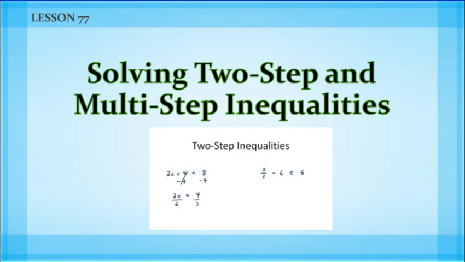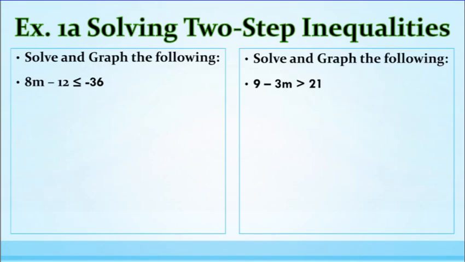Lesson 77, solving two-step and multi-step inequalities. We've looked at one-step inequalities, which we did with addition and subtraction, and we also did with multiplication and division. And just remember, when you divide or multiply by a negative number, you have to flip the symbol. So here, let's do one where we're going to solve and graph the following.